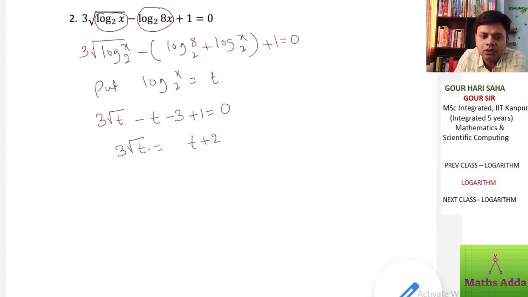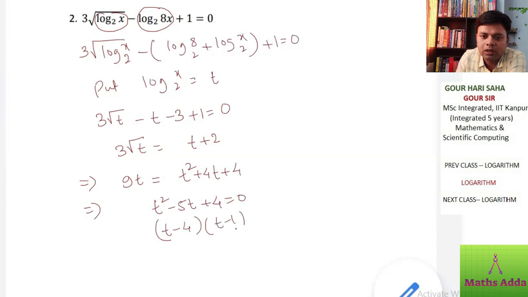Why did I do this one? We want to convert it to square. So square both sides, it becomes 9t is equal to t square plus 4t plus 4. Now bring all terms to one side. T square minus 5t plus 4 equal to 0. T minus 4 into t minus 1 equal to 0. T is equal to 1 and 4.